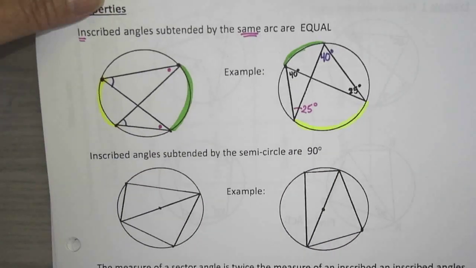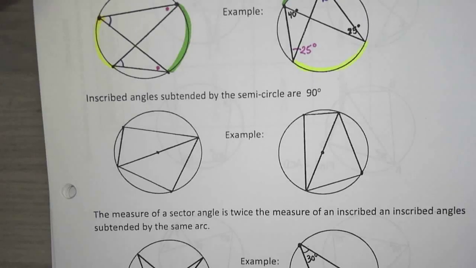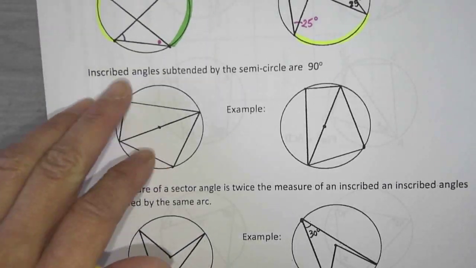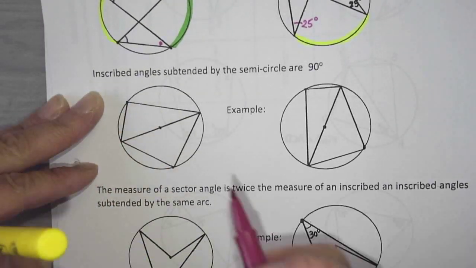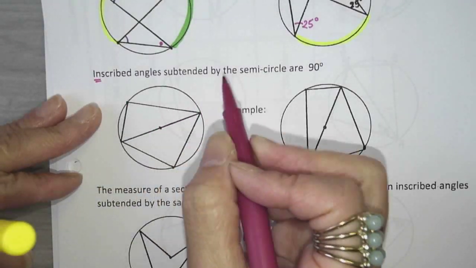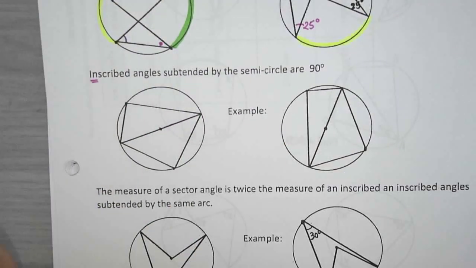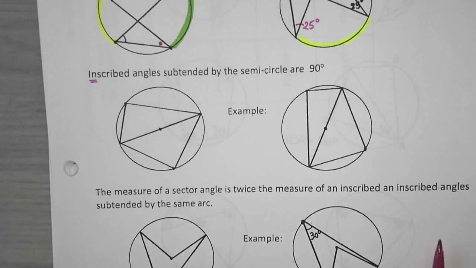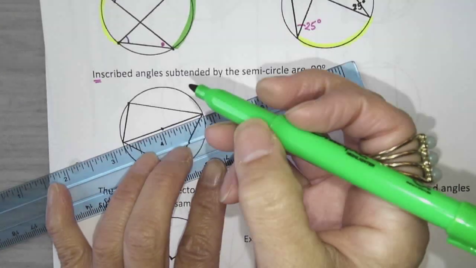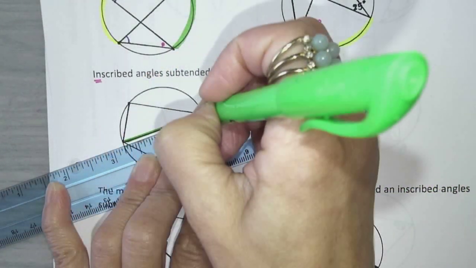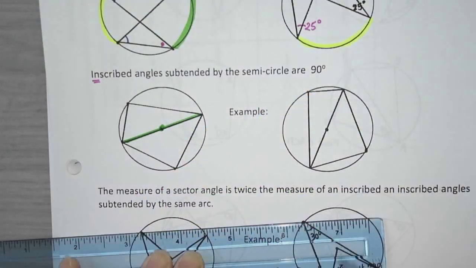Okay. The next rule that we're going to look at is also called inscribed angles. Remember, inscribed just means in the circle. So in the circle, angles subtended by the semicircle, so not an arc, but by a semicircle, are 90 degrees. So how do we get a semicircle? A semicircle is only drawn if we went through the diameter. So it has to go through the diameter here. So here, that's the diameter.